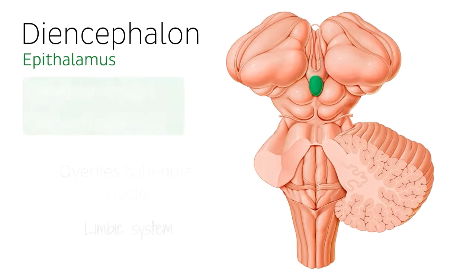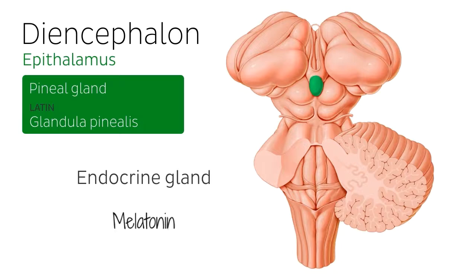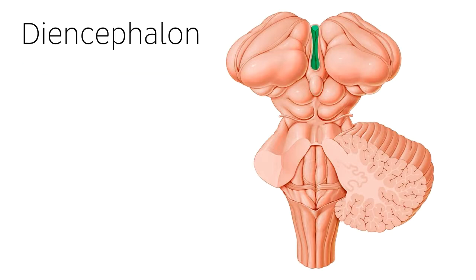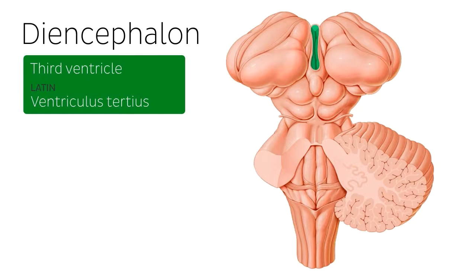The pineal gland, also known as the pineal body or epiphysis, is an endocrine gland. It is suspended from the habenula and lies in a groove between the two thalamic bodies. And this small but important structure releases a hormone known as melatonin, a derivative of serotonin, which plays a role in the regulation of circadian rhythm. And the final structure we're going to look at in the diencephalic region is the third ventricle.